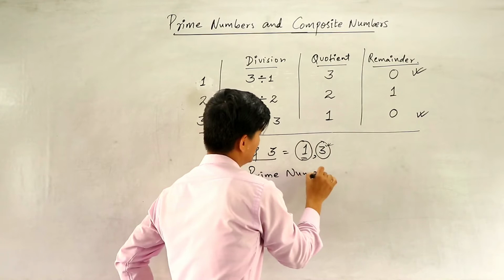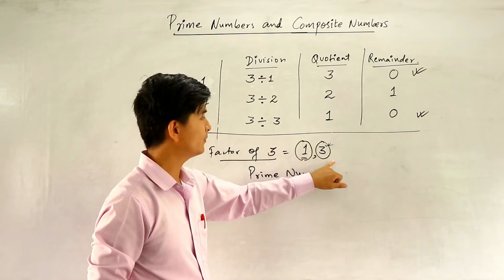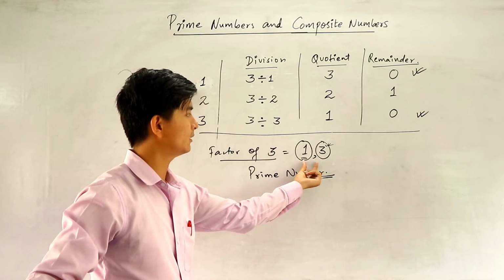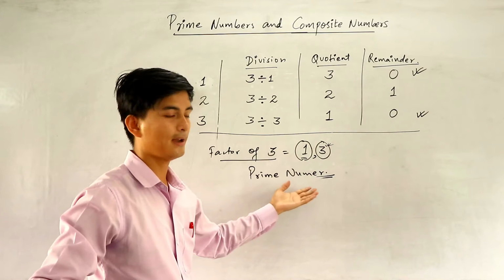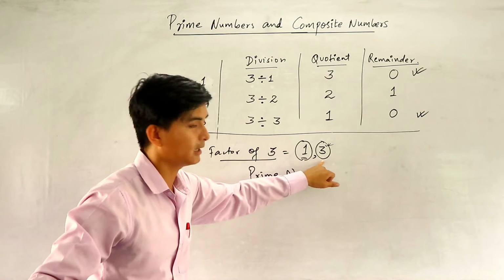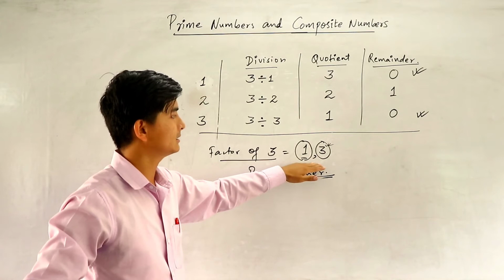In a prime number, what do we get? We get 1, and the number itself. That is called a prime number. So including these two numbers, we will get only these two factors. One is the number itself, and the other is 1. So if you get this type of factors, then we can say that it is a prime number.